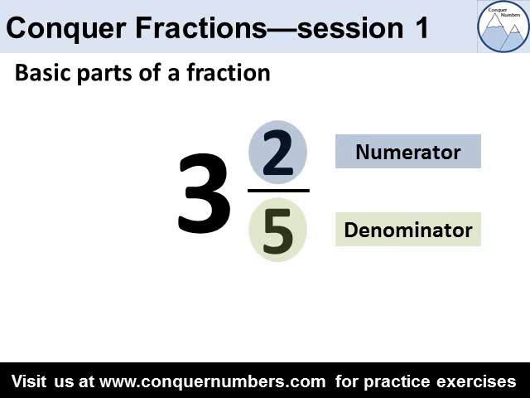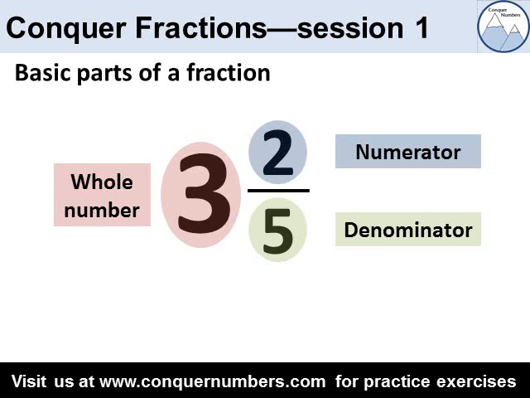In addition to these two terms, some fractions, not all of them, but some of them, will also have a number off to the left, you can see it right here, which is a whole number. So these are the 3 basic parts of a fraction. The numerator, which is right here, the denominator, which is right here, and then some fractions are going to have the whole number off to the left.